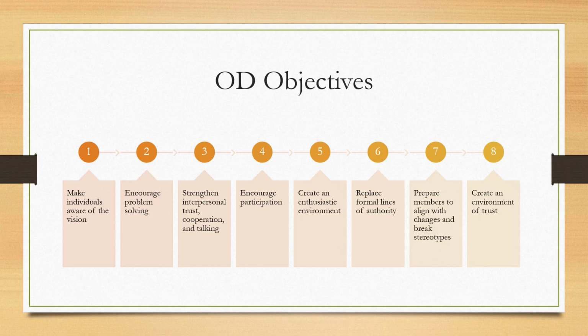Next is to encourage every individual to participate in the process of planning. The 5th objective is to create a work atmosphere where employees are encouraged to work and participate enthusiastically. The 6th is to replace formal lines of authority with personal knowledge and skill. Number 7 is to prepare members to align with changes and to break stereotypes. And the last and final objective is to create an environment of trust so that employees willingly accept change.